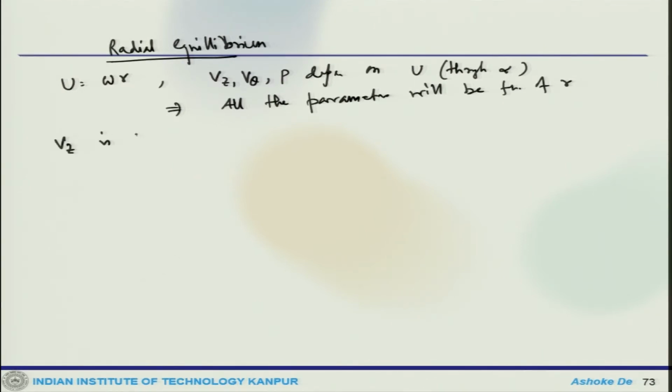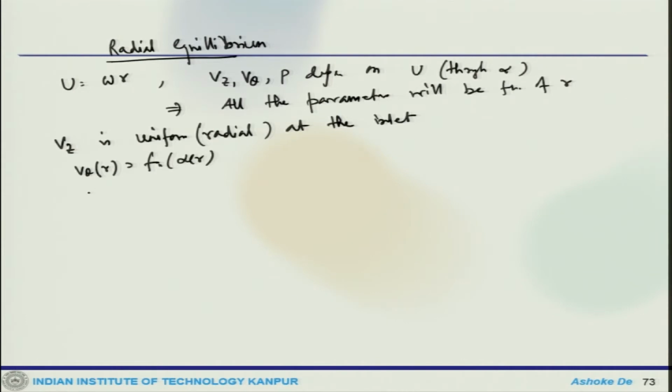So, Vz is uniform, that means radial at the inlet. So, large variation can develop at some stages. So, V theta would be a function of alpha and r, and P would be a function of V theta and r. So, we can check this element for the radial equilibrium theory.